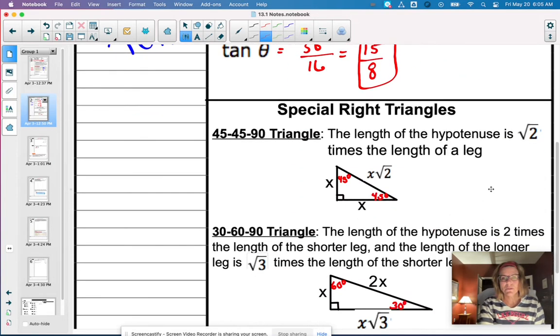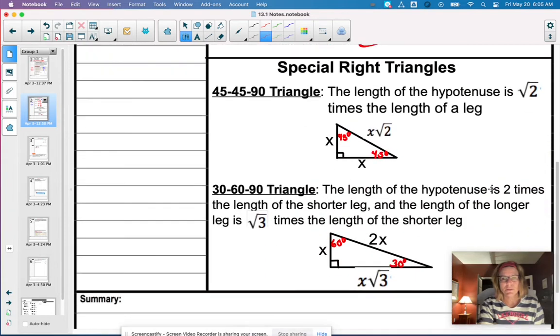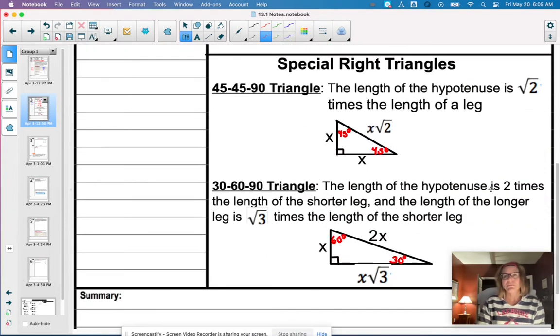All right, example 2, or no, now we're going on to something different. Special right triangles. You should have also learned this in geometry. There are two kinds of special right triangles. There's a 45-45-90 and a 30-60-90. When we talk about 45-45-90, the length of the hypotenuse, the side opposite the 90 degree, is the square root of 2 times the length of a leg.